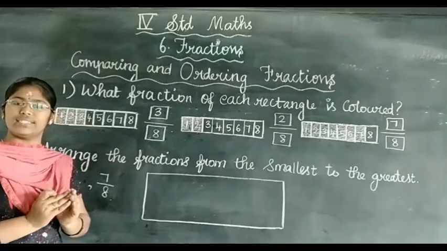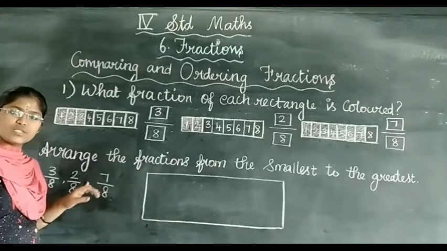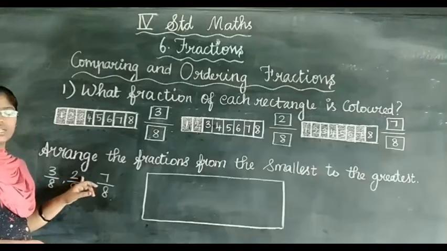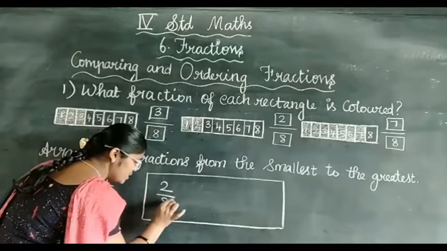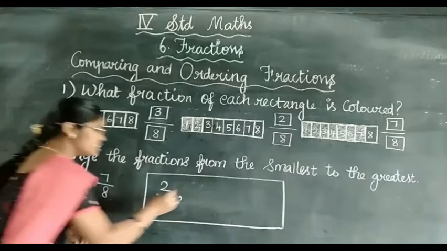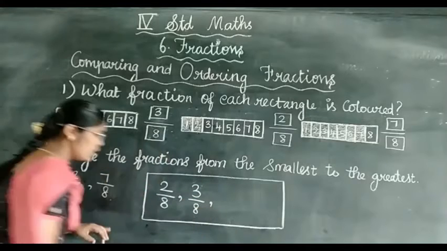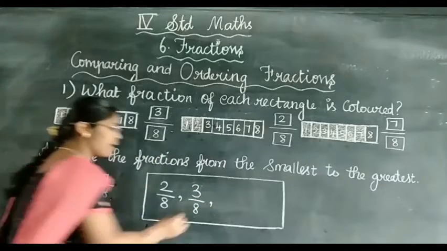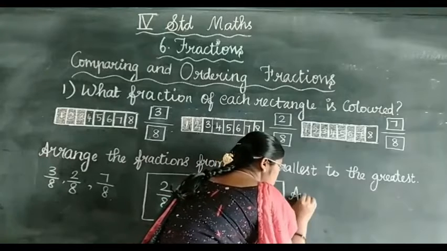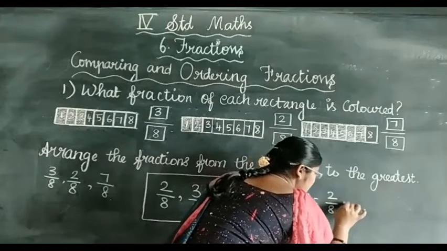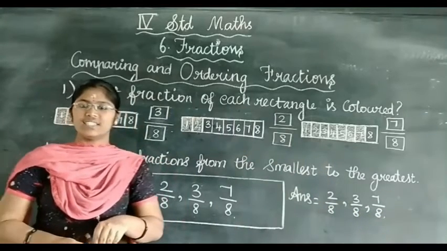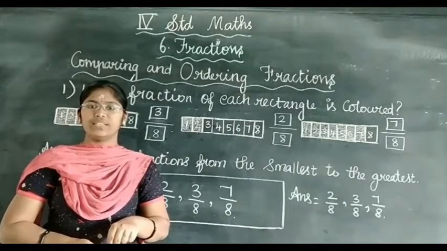Then the fraction with the smaller numerator is the smallest. In this, which is the smallest numerator, children? 3, 2 and 7. Which is smallest? 2 is the smallest. So 2 by 8. Then the next smallest is 3 by 8. Then the last is 7 by 8. At last, the answer is 2 by 8, 3 by 8, 7 by 8. Is it clear, children? Can we see one more example?